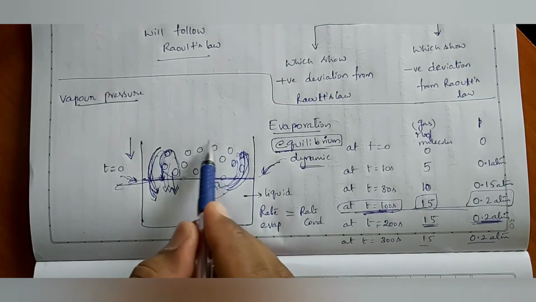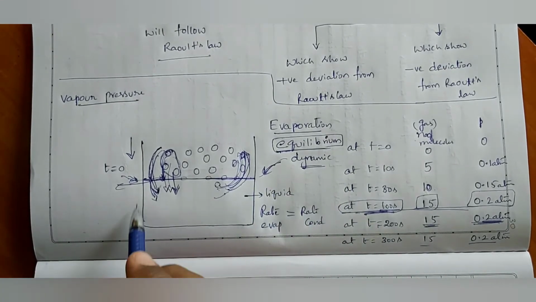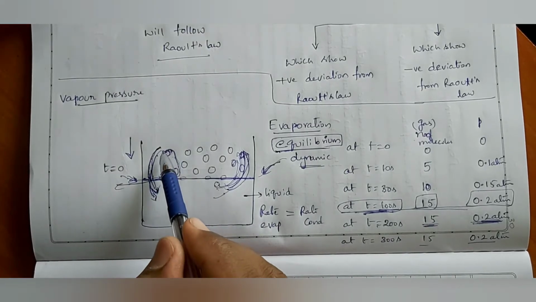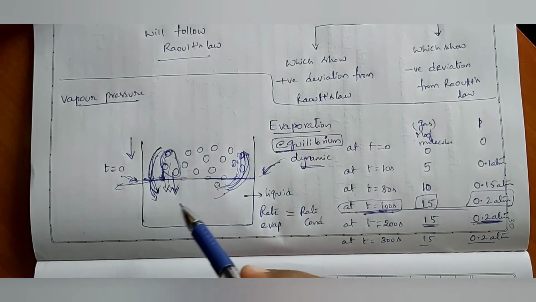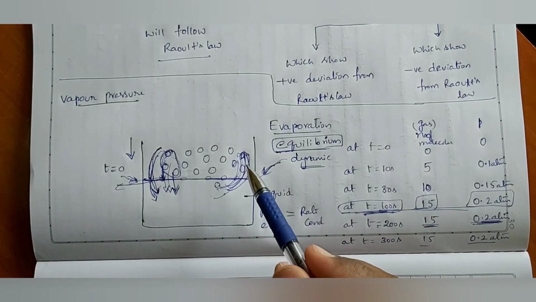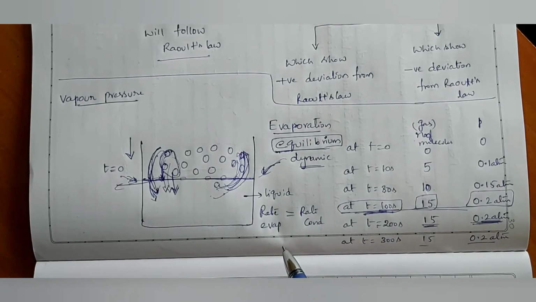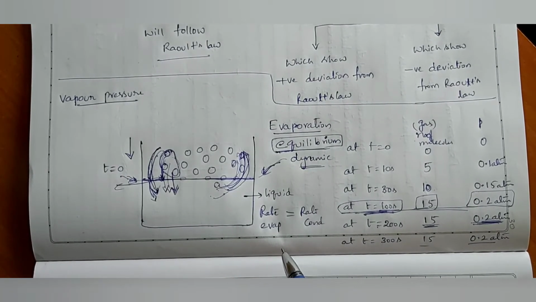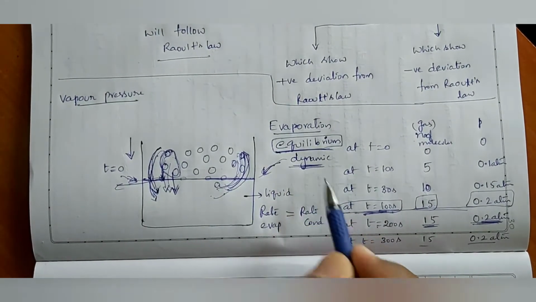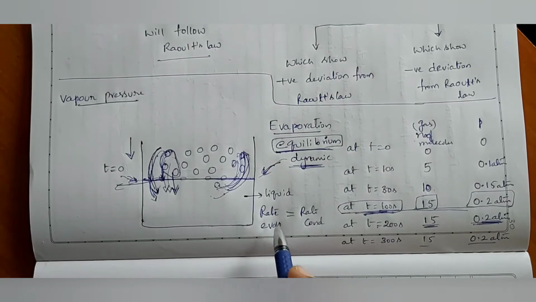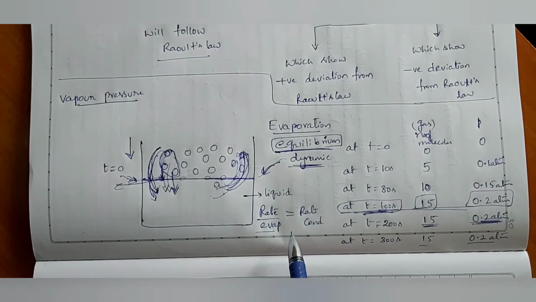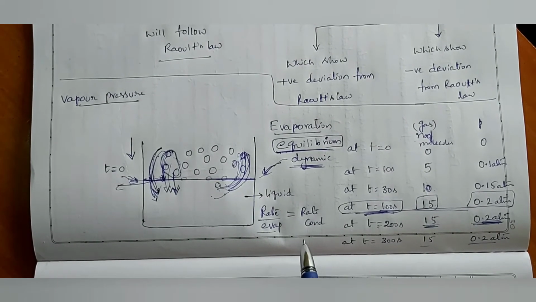Don't think that 15 molecules are present like that only and the liquid will be present like that only. Out of 15 molecules, 3 or 4 molecules are converted from gas state to liquid state. At the same time, 3 or 4 molecules are converted from liquid state to gas state. That many molecules are converted from gas to liquid as are converted from liquid to gas. The rates are the same at the time of equilibrium. That equilibrium is called dynamic equilibrium, where the rate of evaporation is equal to the rate of condensation.